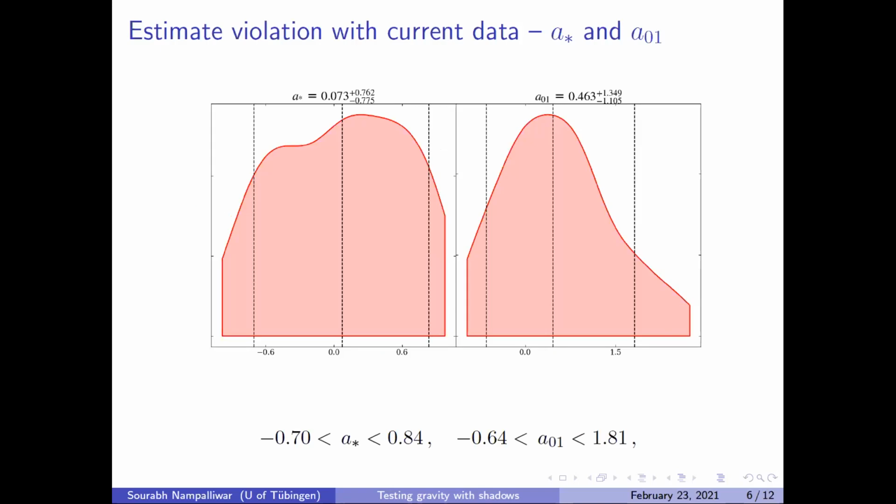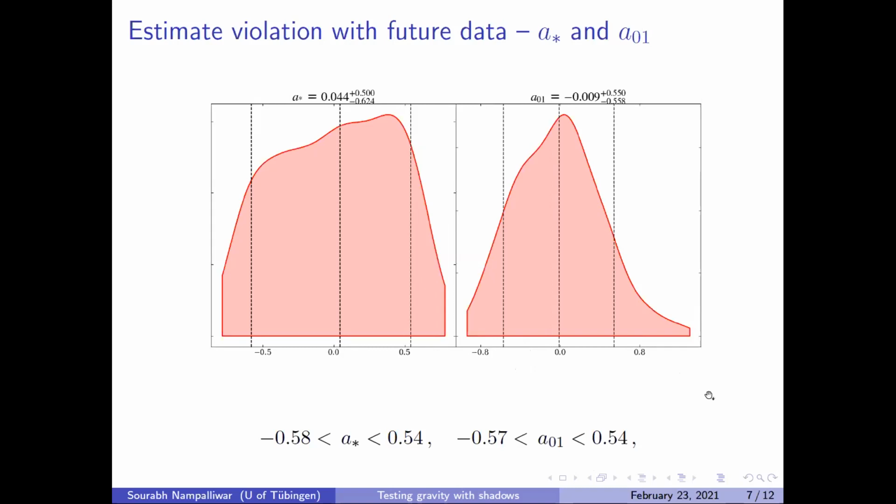This is the constraint on the A01 parameter using current data. A01 equals 0 is exactly GR, so no violation of GR, and that is recovered. The bounds are between -0.6 and 1.8. With future data, the bounds improve quite significantly, and for A01, bounds are between minus 0.6 and 0.5. Similarly, for W01, the current data gives a bound.